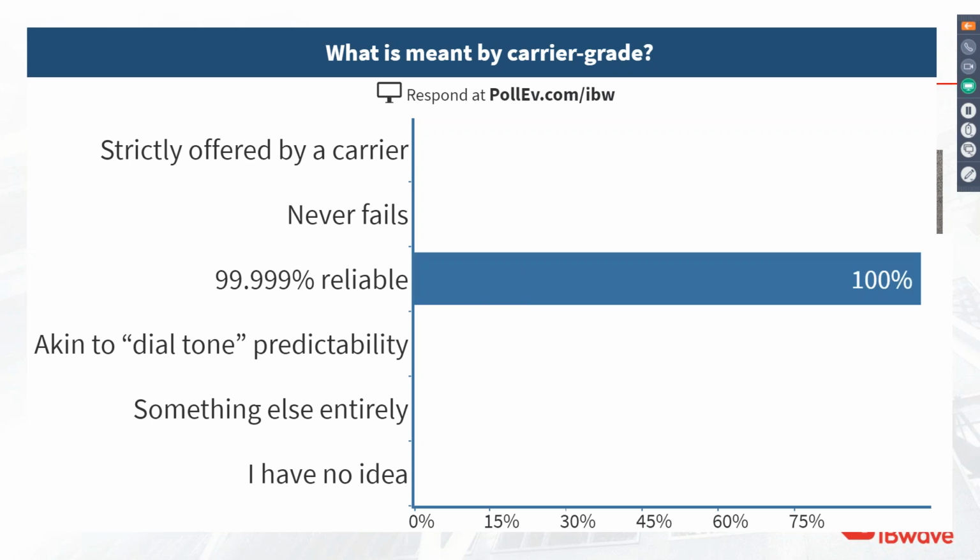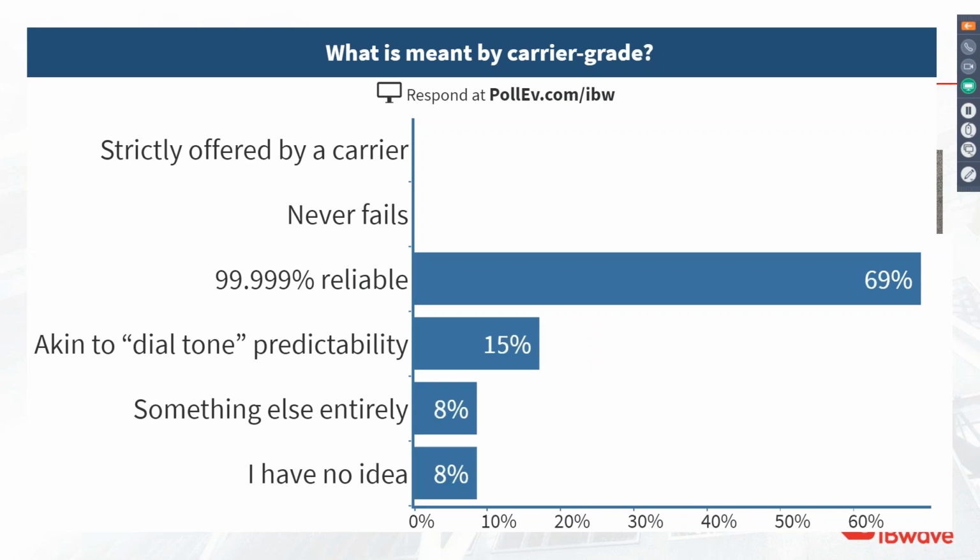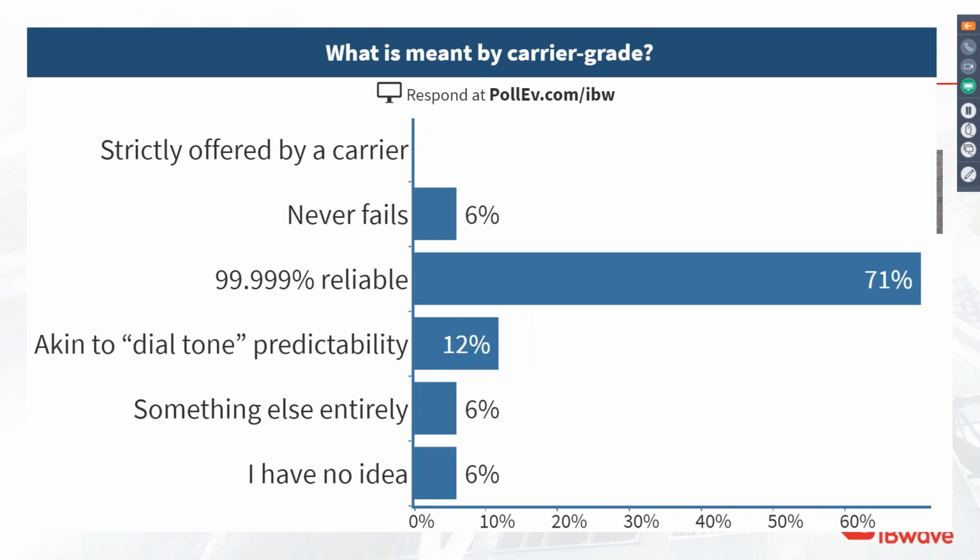So the question is, what is meant by carrier grade? And by the way, click on your answer, and we'll start to see the answers coming in real time. So you'll be interested to see what the others on the webinar are seeing. Is it a service or a network which is strictly offered by a carrier? Is it one that simply never fails? Or five nines reliable? You may have heard that term before, 99.999% reliable. Or is it akin to a dial tone type of predictability? Is it something else entirely? Or you simply have no idea?